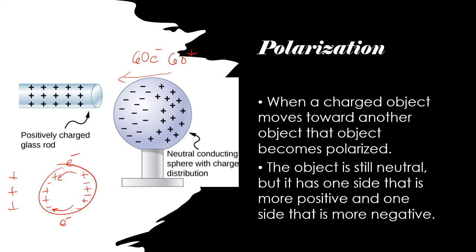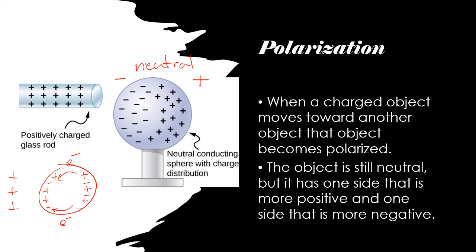That has left the left side with more electrons than protons, so it is slightly more negative. The other side is more positive. This is the process of polarization. Polarization is when the object is still neutral, but it has a negative pole and a positive pole. So think about in the lightning example, the house has become polarized, okay, because the electrons are being drawn towards the top of it, and it has protons at the bottom.